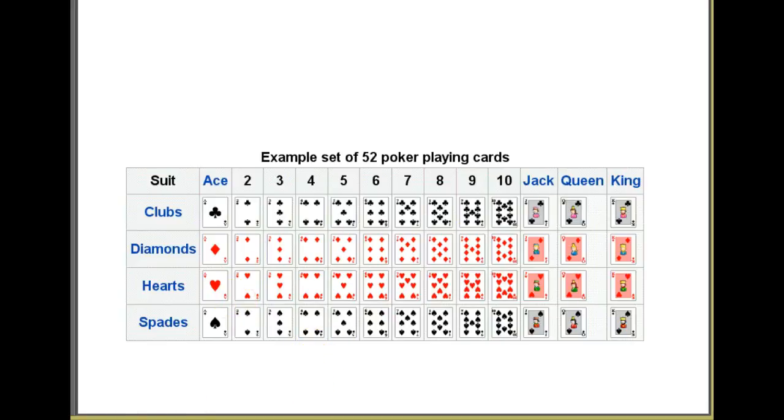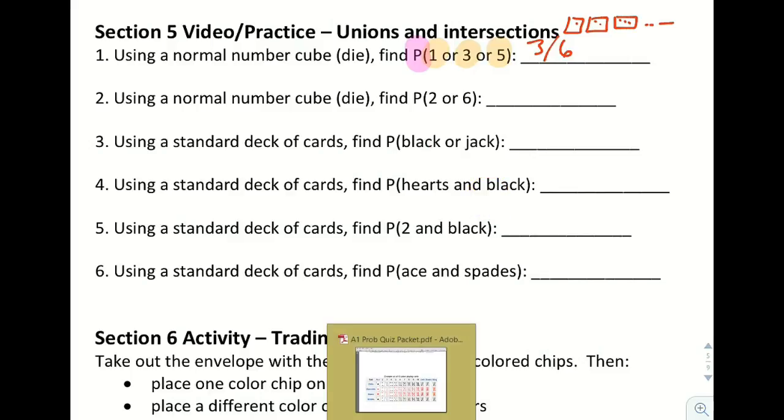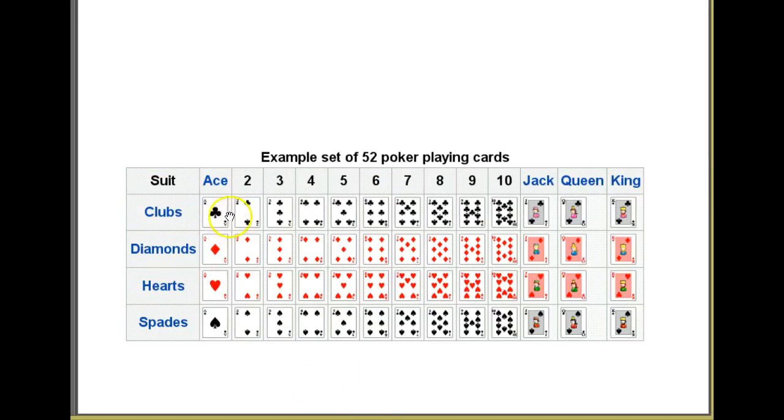So let's go back to an example problem that we're going to see in these situations. It says the probability of black or jack. Now if we go to our chart, there are 13 black cards in the clubs and 13 more in the spades. So 13 plus 13, 26 cards already. And then it says or jack. Well, I have a jack in each different suit, 1, 2, 3, 4. So I would have 4.